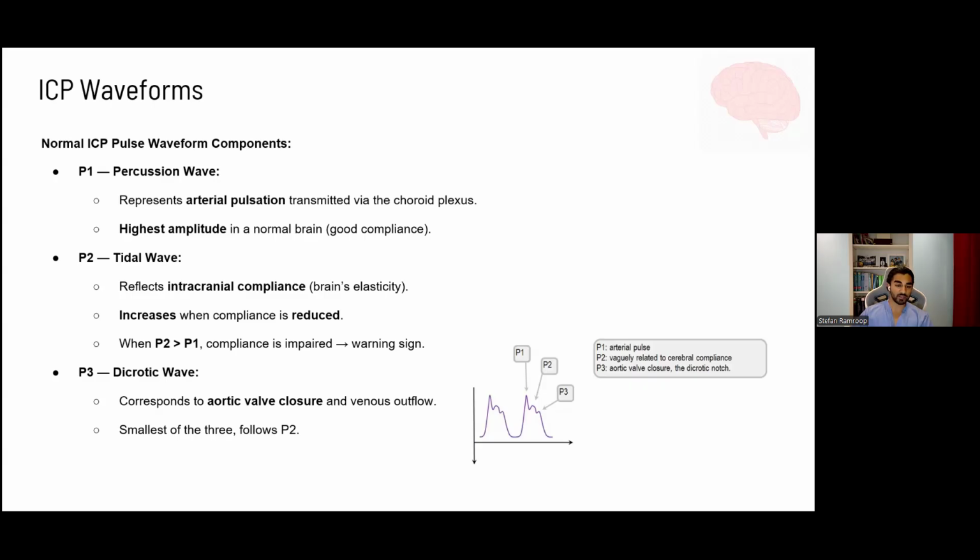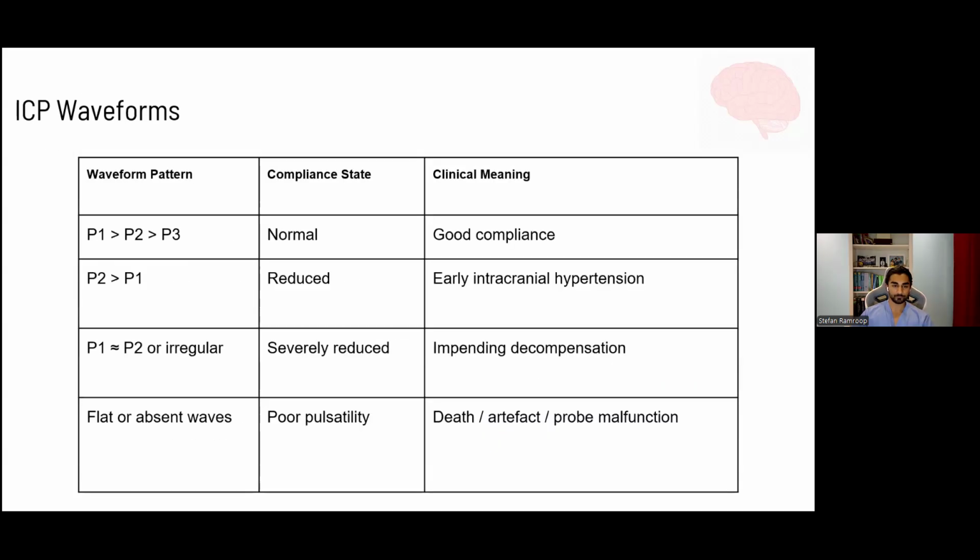So if you see a P2 greater than P1, that can be an early warning sign that your intracranial compliance is dropping. Then you have your P3 or your dicrotic wave, which follows the closure of the aortic valve and venous outflow. And it's the smallest of the three. Typically, what you want to see is P1 greater than P2 greater than P3, which would translate to everything being fine and there being good compliance. If you see a P2 being greater than a P1, your compliance is reduced and you should watch closely. And if you have a flat trace, for example, either your patient's circulation has collapsed or your probe is just blocked. This just outlines what I just mentioned.